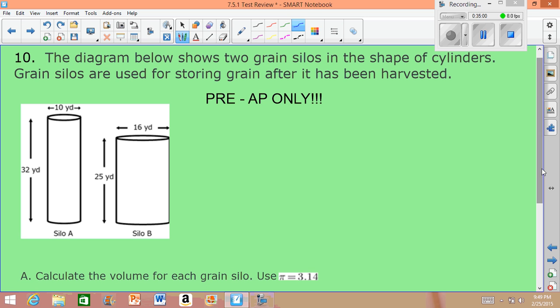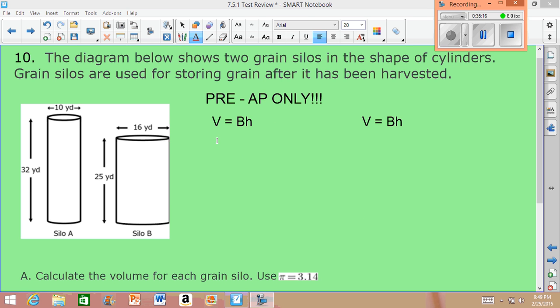All right, pre-AP students, looking at number 10. The diagram below shows two grain silos in the shapes of cylinders. The grain silos are used for storing grain after it's been harvested. So the first thing it wants us to do is calculate the volume for both of these cylinders. Since they are the same shape, we get to use that wonderful formula: volume equals big B times H.